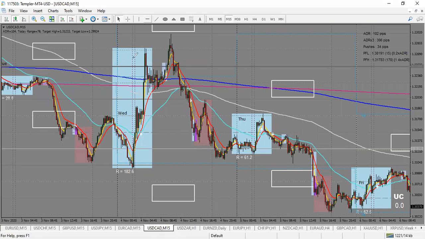And on Wednesday, we had a stop hunt, but it ended up with price returning back to its original, to the true trend. And on Thursday, we had this 50-50 bounce trade around this area, just like other dollar pairs.